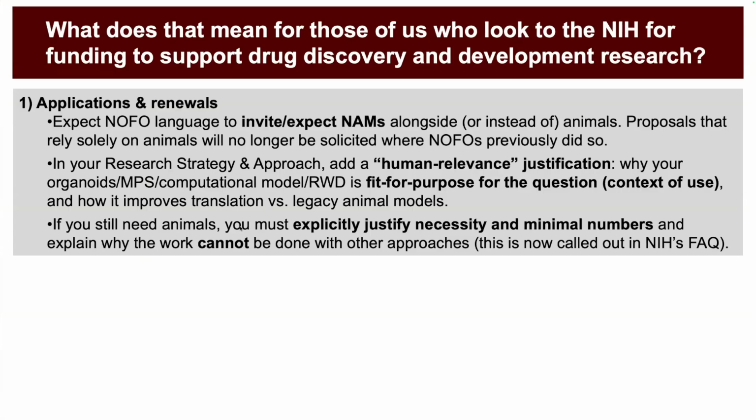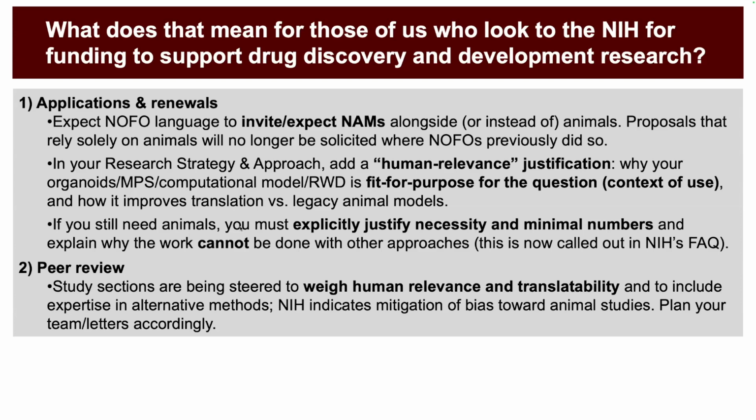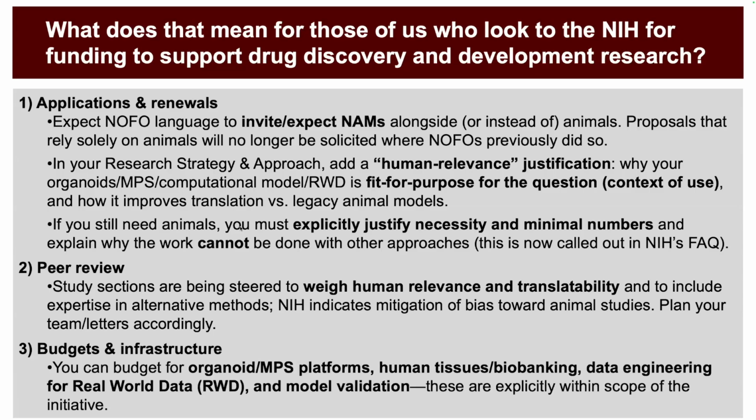Here are some bullet points that one can take away from that announcement, just a couple that I wanted to set the groundwork for what we're going to talk about today. That's to invite and expect what they're calling NAMs, which is the new alternative methods. Again, human relevance, justification, and fit for purpose are key phrases that you'll find. Context of use. These are catchphrases that you can use as you start trying to incorporate these into your work plans. If you need to use animals, as it says, explicitly justify the necessity and minimum numbers. So these are all things that could impact our research as we move forward. Peer review study sections are going to be looking at these as well. So when you submit your proposals, they're going to have ways of looking at that. And then in your budgets, you can incorporate development of some of these tech platforms into your proposals as well.